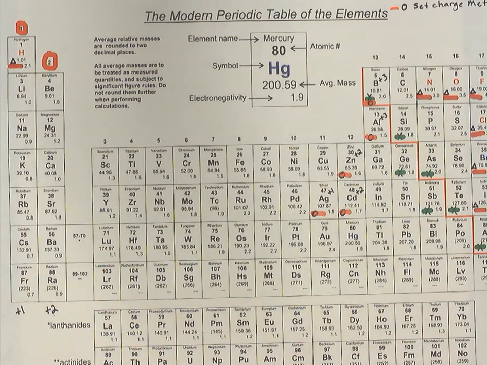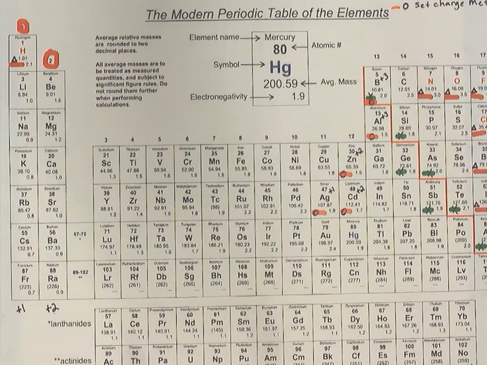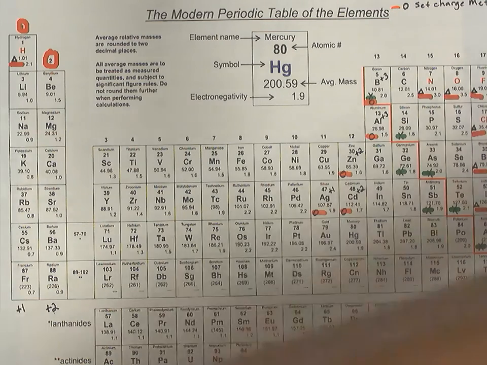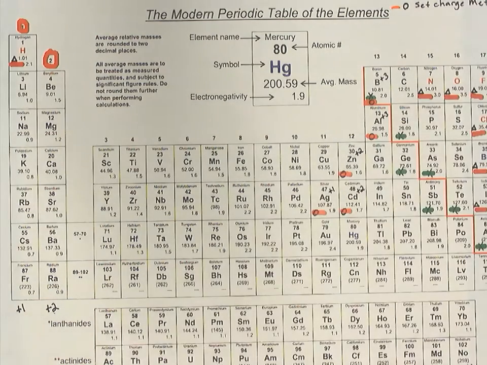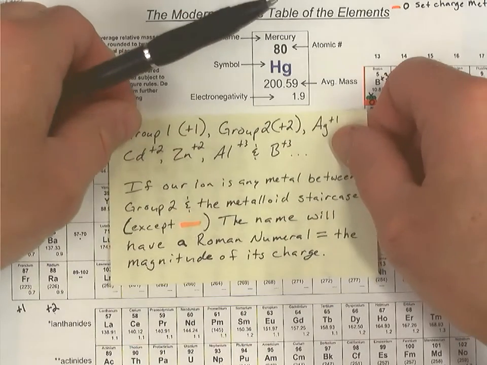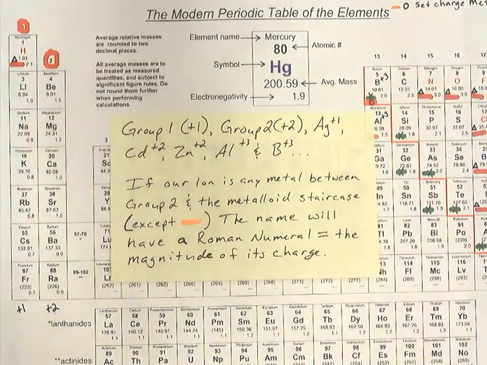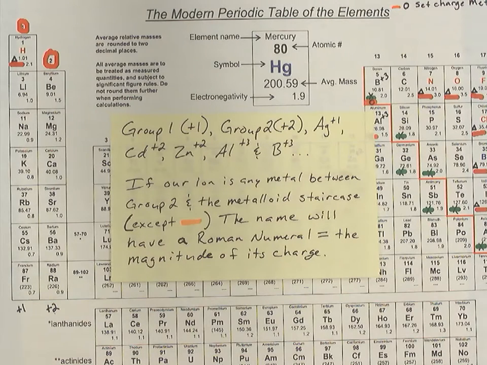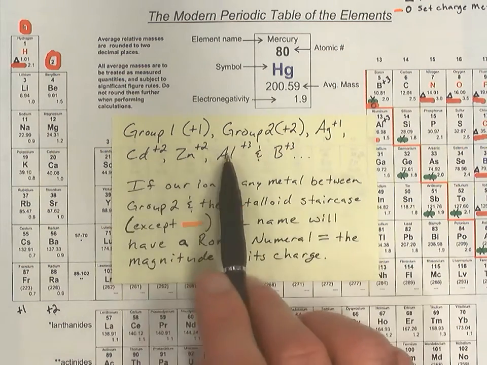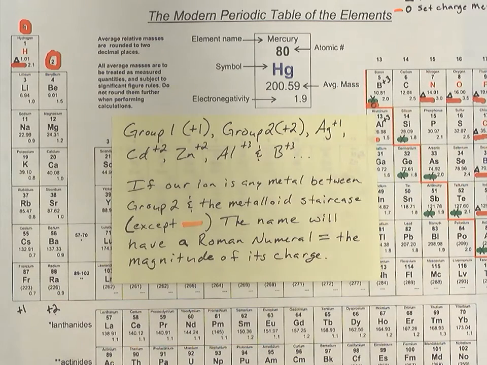Every other metal, if our metal is not in group 1 or 2, if it is not silver, cadmium, zinc, aluminum, or boron, so every other metal, with the exception of group 1 and 2 and the 5 orange bar metals, silver, cadmium, zinc, aluminum, and boron, have multiple charges.